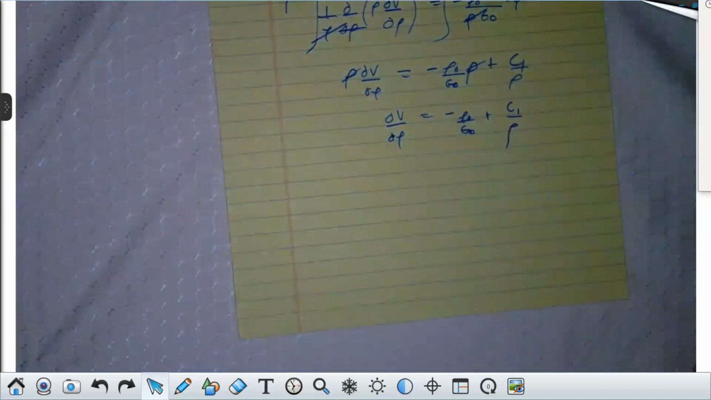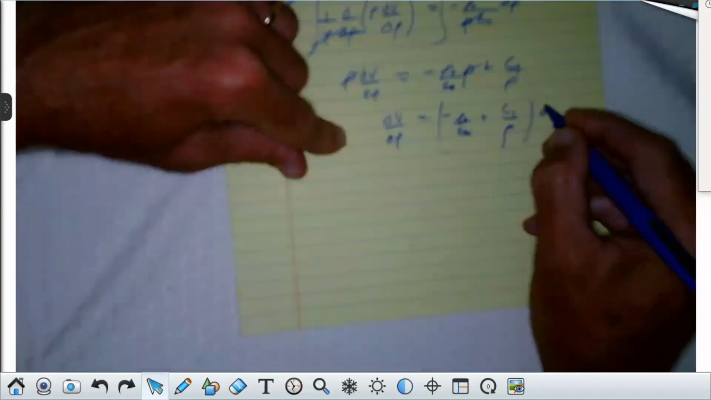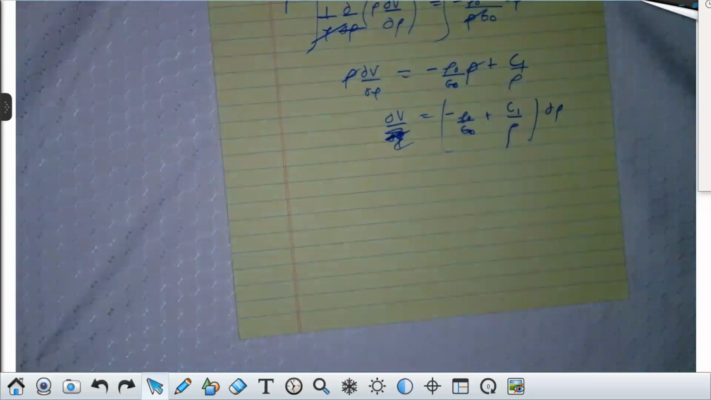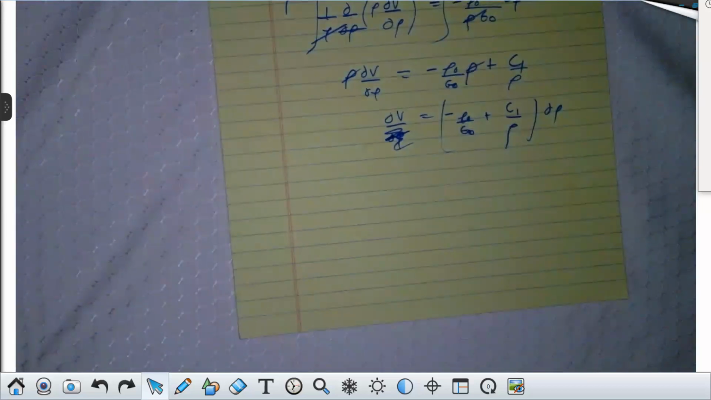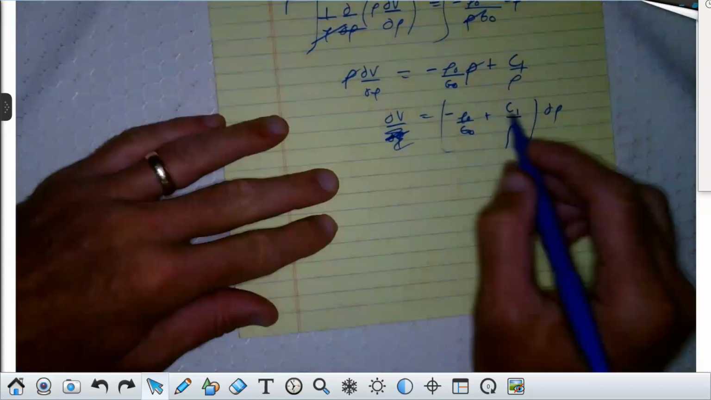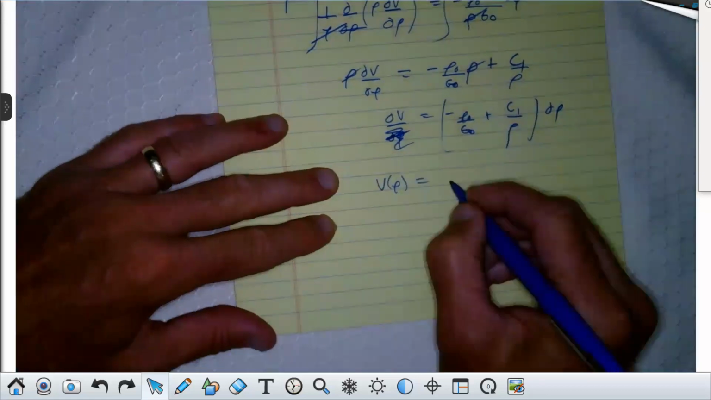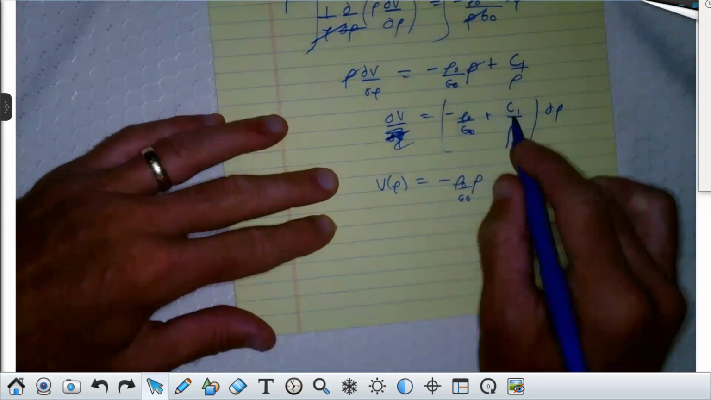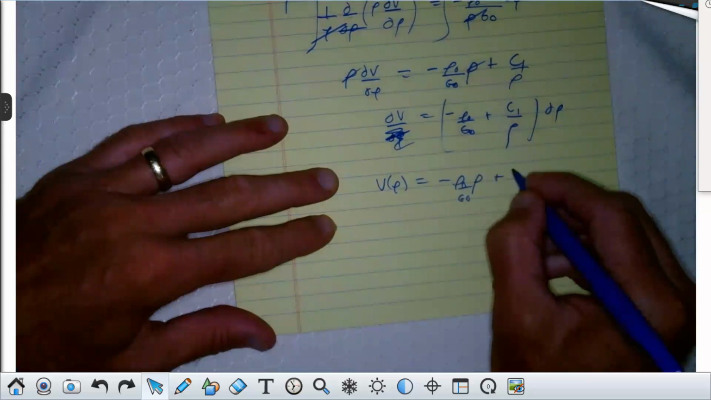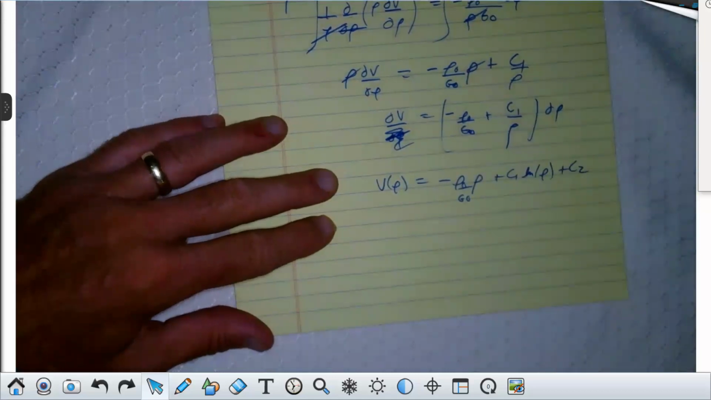And now to get the final form of V, I'm going to multiply both sides by d rho. That goes away. Everybody agree with that? And now I have to integrate, right? So if I integrate both sides, I get V as a function of rho is equal to, well, this one becomes minus rho naught over epsilon naught, right? Times rho. And then this one is going to be plus C1 times the natural log of rho plus C2. Y'all agree with that?